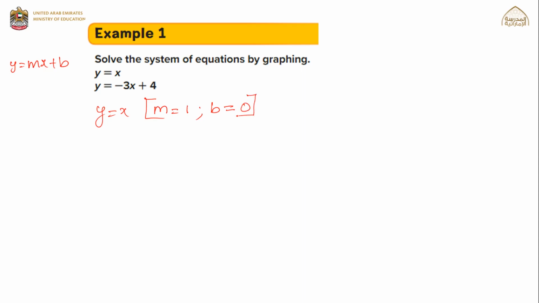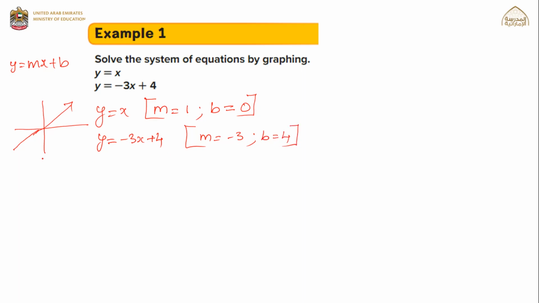So what does this mean? It means if you have the x-axis and y-axis, the slope is 1 and it crosses the y-axis at 0. So you'll have a straight line passing through 0, 0. Okay, let's go on with the second equation. y equal to negative 3x plus 4. Here, the slope is negative 3 and the y-intercept is 4.